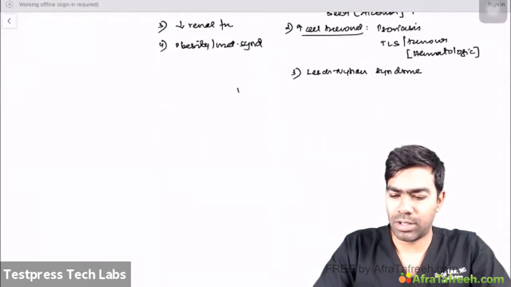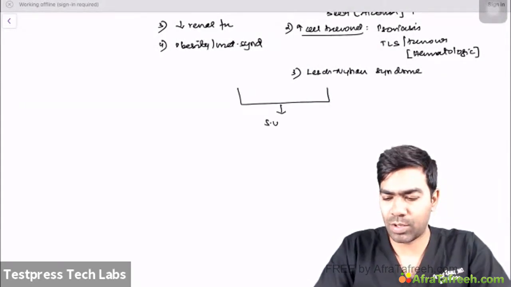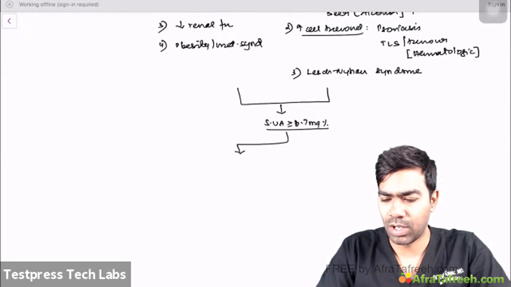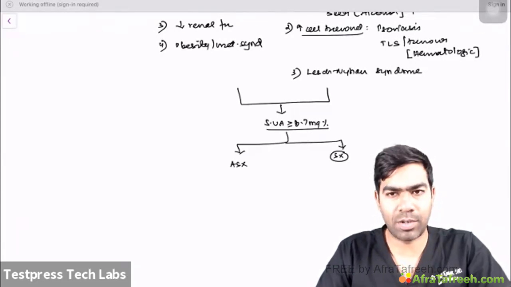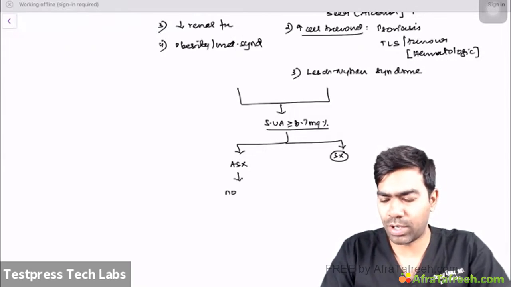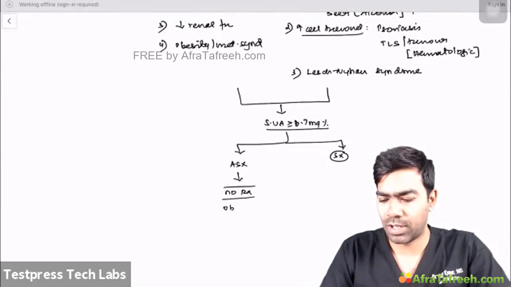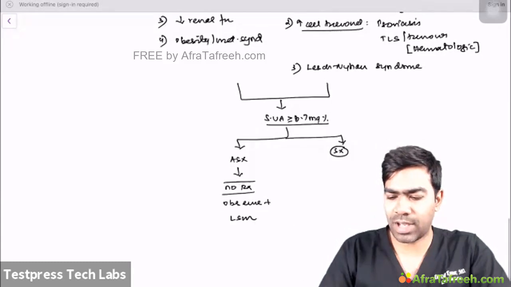But whatever may be the cause, whenever the patient has hyperuricemia, that is if the serum uric acid is more than or equal to 6.7 milligrams per deciliter, which is what we refer to as hyperuricemia, we have to categorize into two things, whether the patient has asymptomatic hyperuricemia or symptomatic hyperuricemia. So if the patient has asymptomatic hyperuricemia, no need to treat at all. You can just observe and give lifestyle modifications.